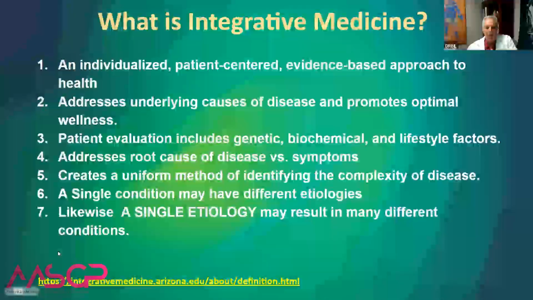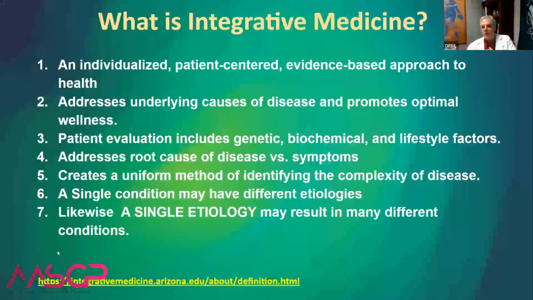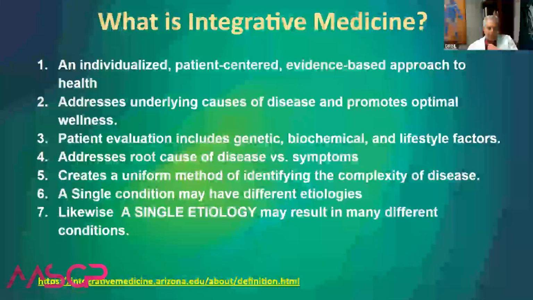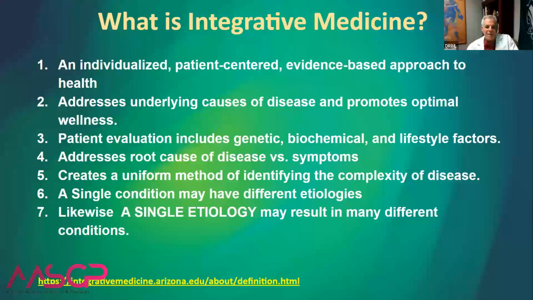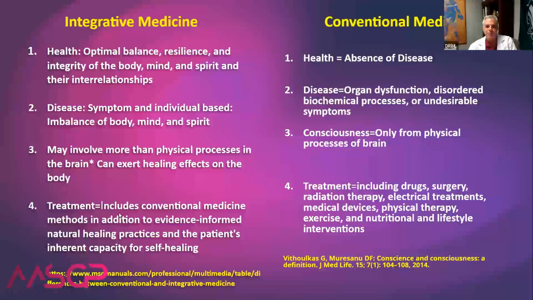It creates a uniform method of identifying the complexity of disease. In my practice, we've developed a system where we approach things the same way for every patient, so that we don't miss anything. I call it the hormone-centric lens, or the hormone-centric way of looking at medical care and life itself. A single condition can have many different etiologies, and a single etiology can have many different conditions. And again, that was from Andrew Weil's website at the University of Arizona.